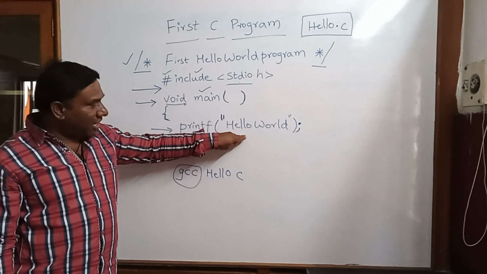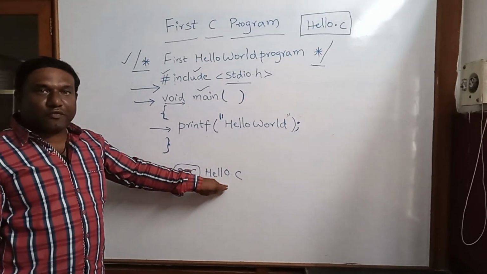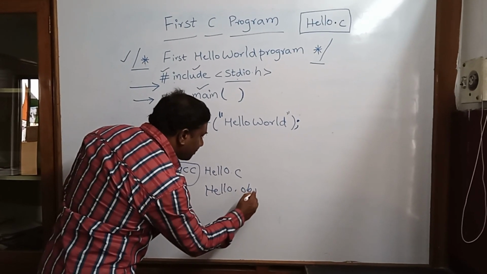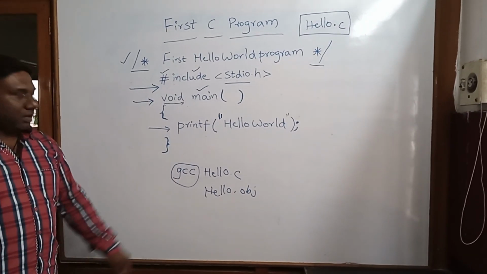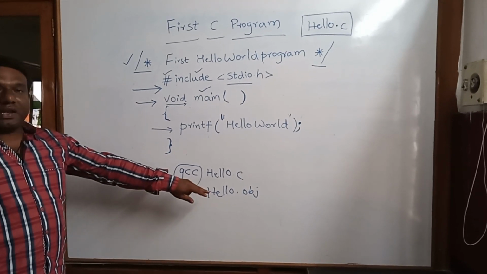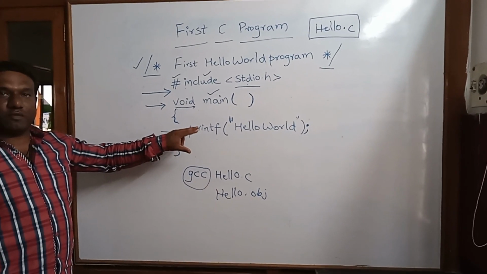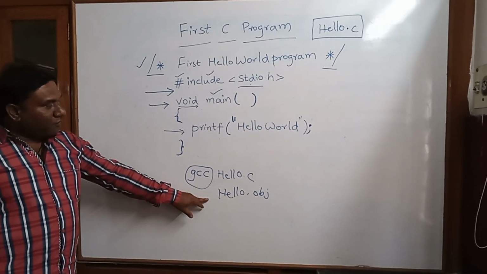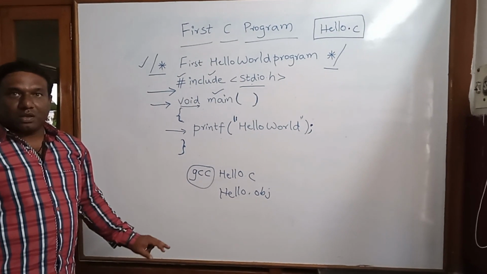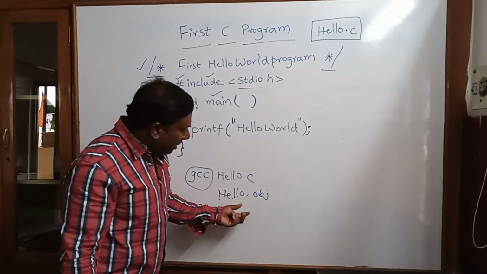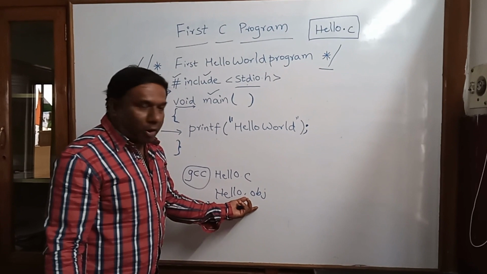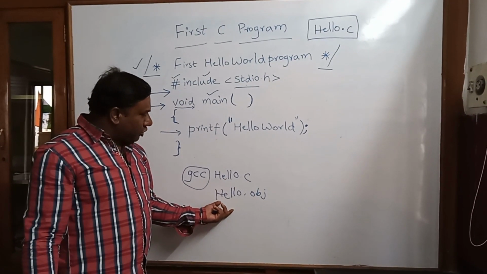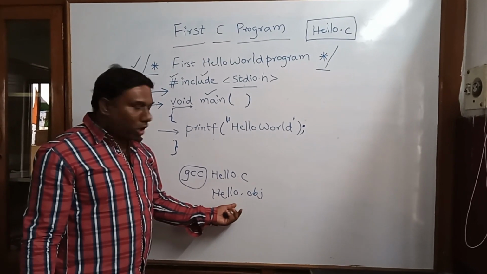For that, your compiler will convert this hello.c into a hello.obj file. An object file it will create. In that object file, your program is converted into zeros and ones, which your processor understands. After this, we need to execute this program. After your object file has been created, we need to execute your object file, not your .c file. So here, we are going to execute this hello.obj file.